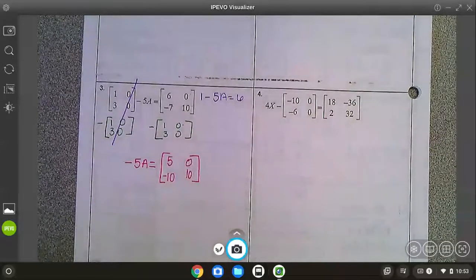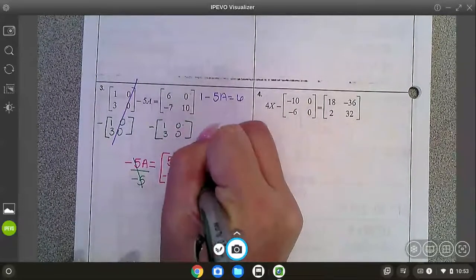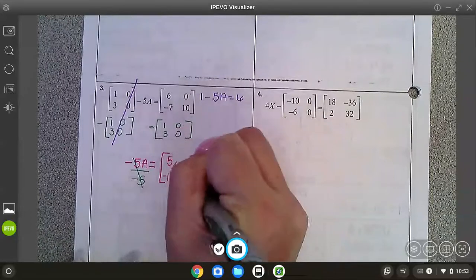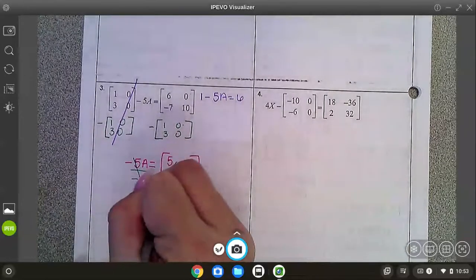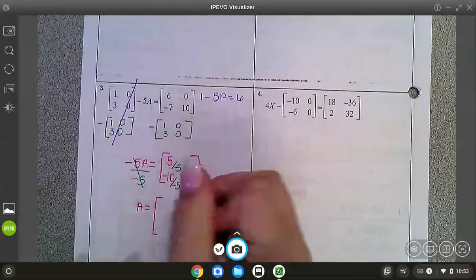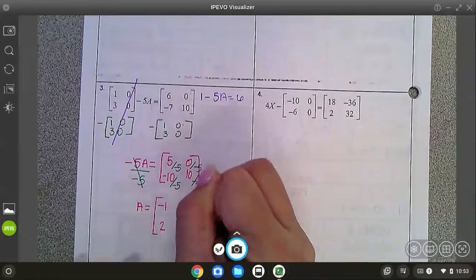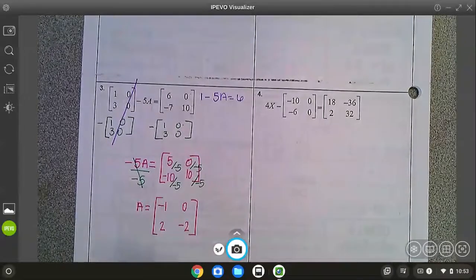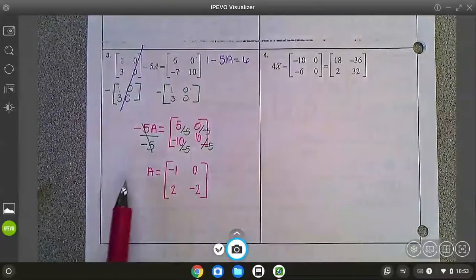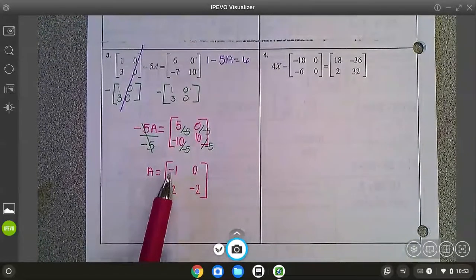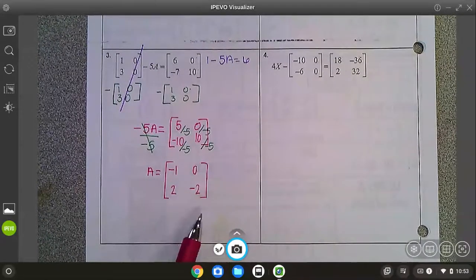So then what do I do? Divide everything by -5. Good. We get -1, 0 to -2.